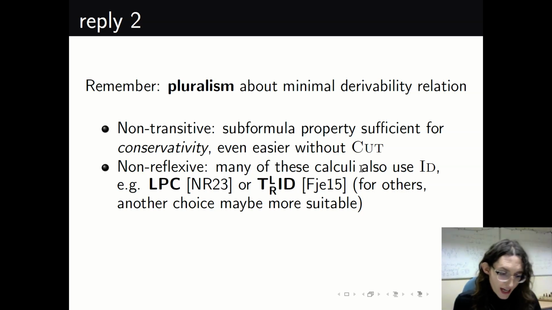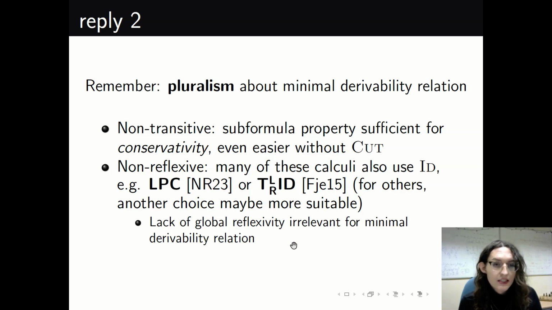But in those calculi that do use identity, you might have a global failure of reflexivity, but you still have local reflexivity available on the level of the inference using the identity axiom. Now, all we need to build our inference behavior semantics is to work with this local notion of reflexivity. We don't need global reflexivity. This is irrelevant for our minimal derivability relation.